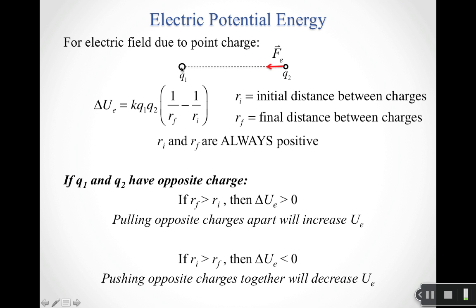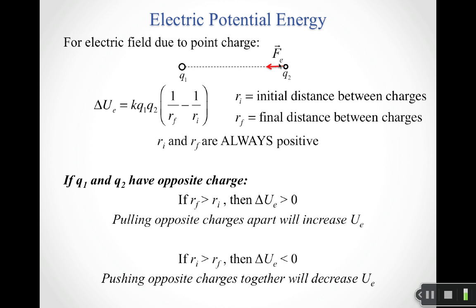They're positive distances. So what this means is, if my 2 charges have opposite signs, so I know that there's going to be an attractive force, the electric force will then be attractive. If I pull them apart so that the final distance is larger than the initial distance, that means I'm increasing the potential energy.